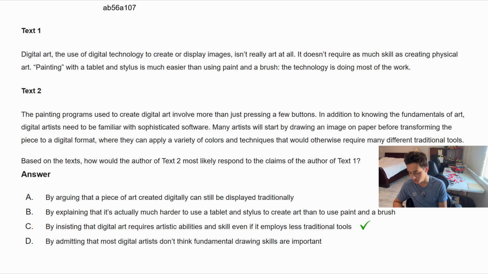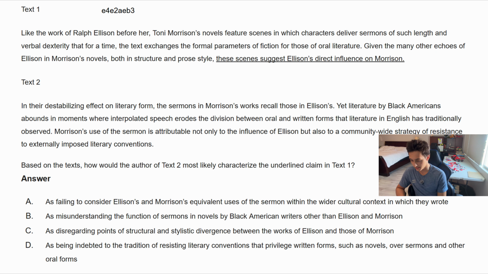By admitting that most digital artists don't think fundamental drawing skills are important. We don't really care what most digital artists think. We're looking at what text 2 is saying about text 1. So that just doesn't align with my guess at all. So C is our correct answer here. Next: based on the text, how would the author of text 2 most likely characterize the underlined claim in text 1?